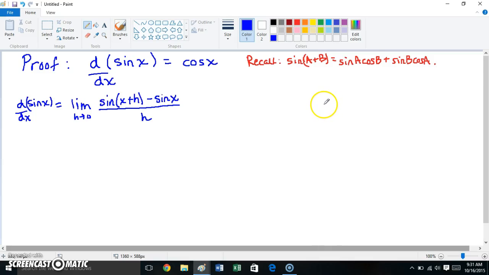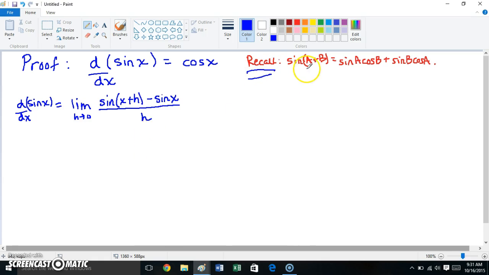In this video, we're going to look at the proof of the derivative of the sine of x. Graphically, we showed that this derivative of the sine of x is the cosine of x. We're going to use the limit definition: the limit as h approaches 0 of sine of x plus h minus sine of x, all over h.